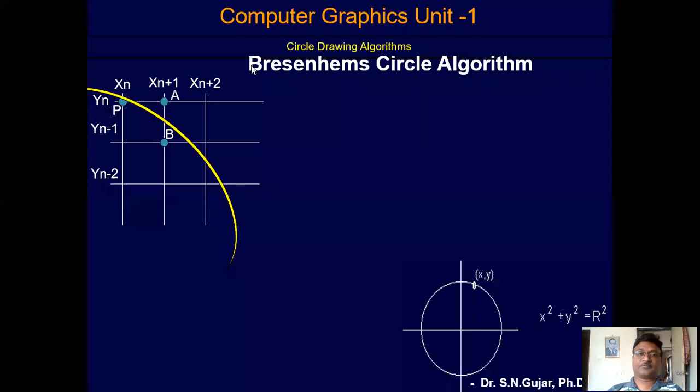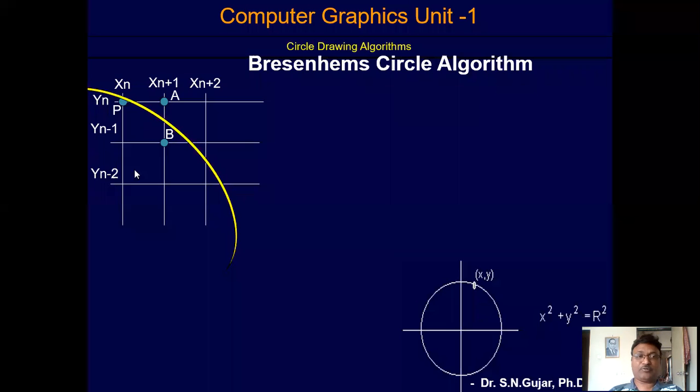I have drawn the x-axis and y-axis. This is the starting point of the circle, where I have taken some part of the circle. This x and y is my initial point P, and my upcoming points are xn plus 1, xn plus 2. Suppose I am increasing in the x direction, which means I have to add 1 each time. Then it becomes xn plus 1, xn plus 2, xn plus 3, xn plus 4. Likewise, you have to proceed.